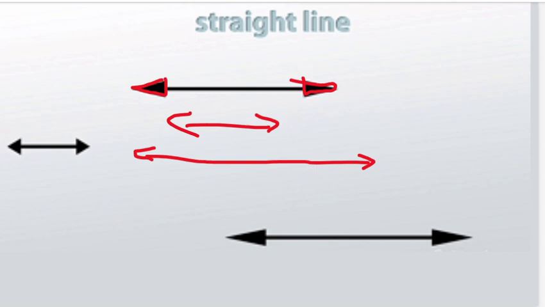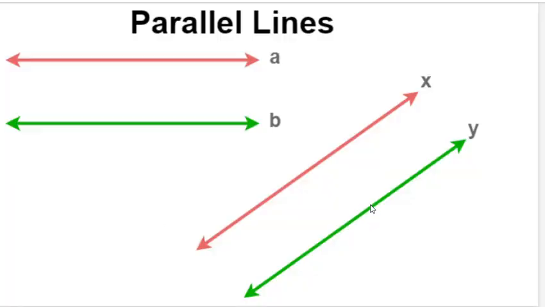Now we have another term that is known as parallel lines. The definition of parallel lines is lines that do not meet, meaning that no matter how close they come to each other, they will never meet.